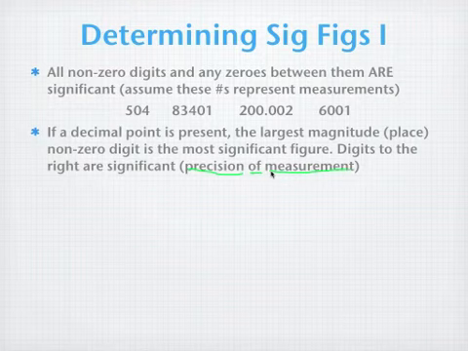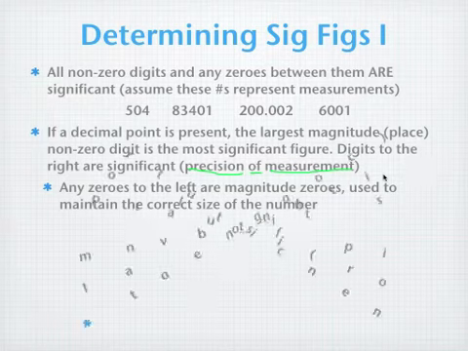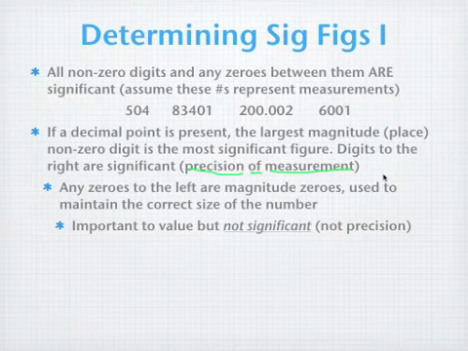So sig figs, I want you to really get this internalized. Sig figs are really indicating the precision of the measurement. Any zeros to the left of that first or largest non-zero digit are just going to be magnitude zeros. They're going to be used to maintain the correct size of the number. They are important to the value because they maintain the magnitude or size of the number, but they are not considered part of the measurement, part of the precision.